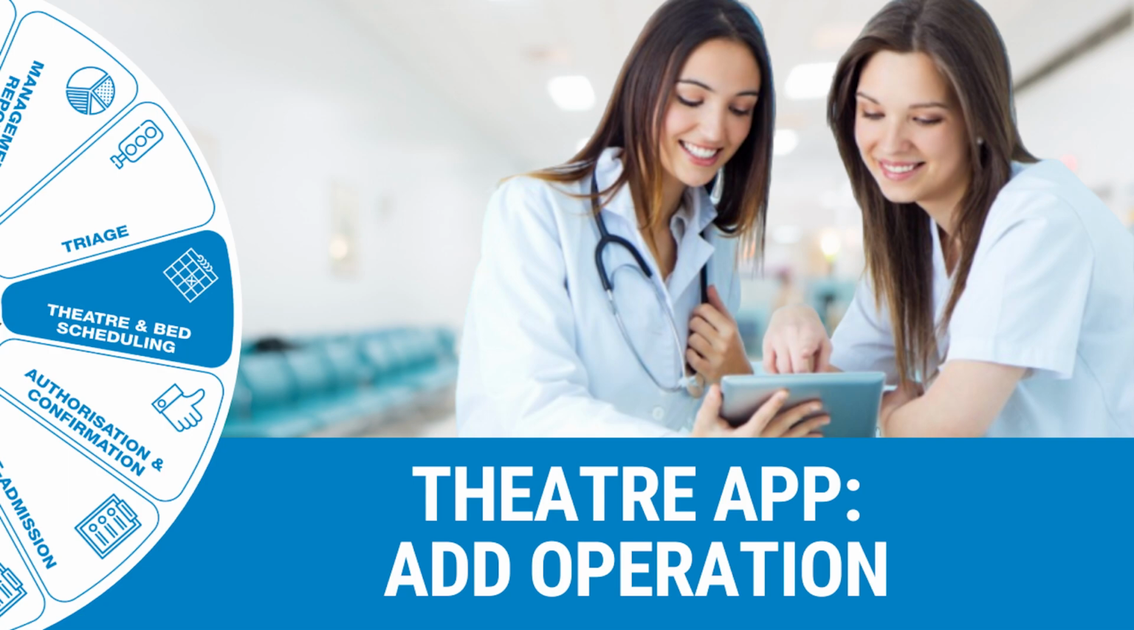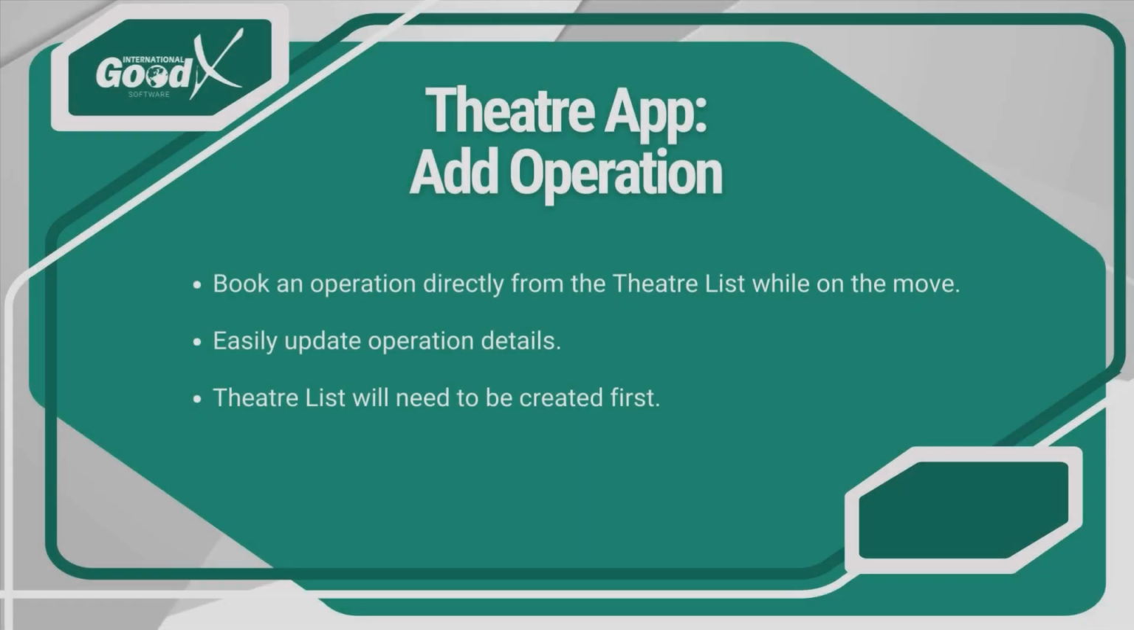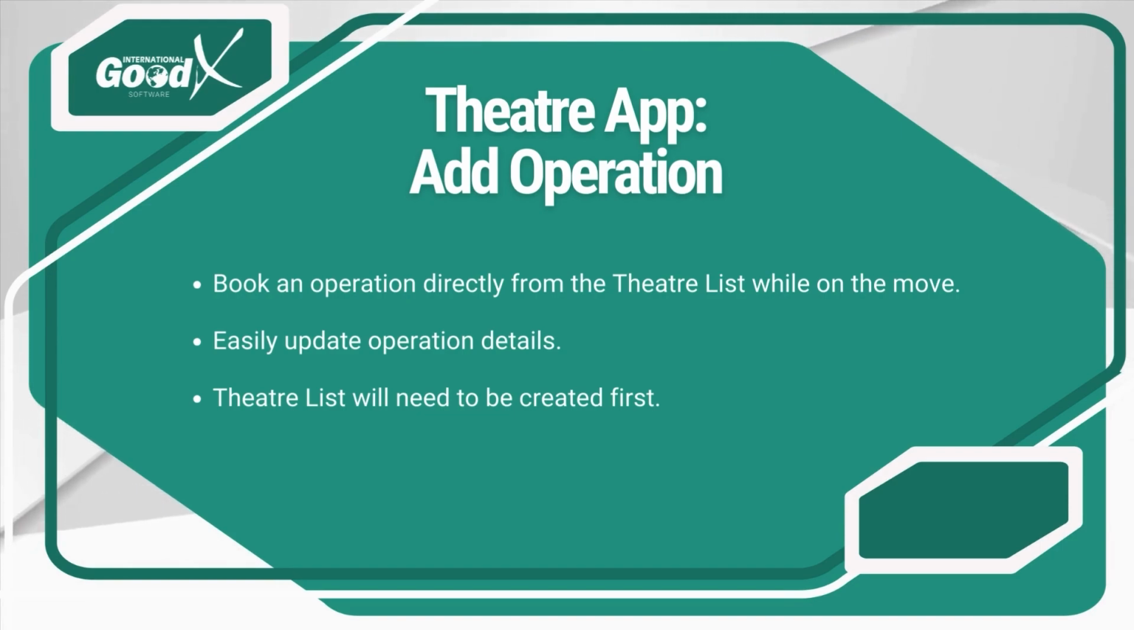The goal of this video is to show you how to add an operation on the Theatre app. The addition of an operation on the Theatre app enables practitioners to book an operation directly from a theatre list while on the move, using a mobile device. Practitioners can easily update operation details if any changes occur, all without the necessity of signing into the web app.